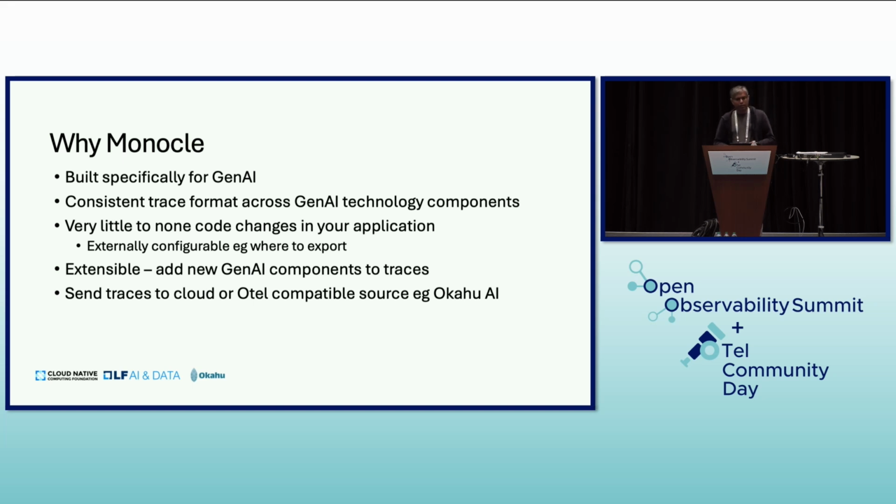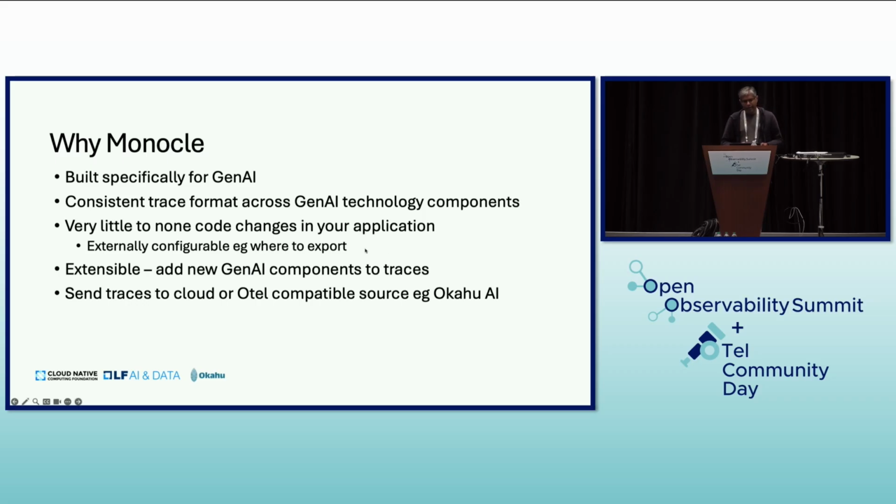So why Monocle? For one, it's built specifically for GenAI. If you're doing something else, that's not the right choice. But for building GenAI applications, it is really tailor-made. The consistent format is the most important thing it brings. It defines the model, what the known operations in GenAI application technology are, and how they should be described consistently across different language components and different service providers. So you get consistently formatted traces. So whatever downstream processing you're doing to analyze or aggregate it becomes straightforward across different application space.